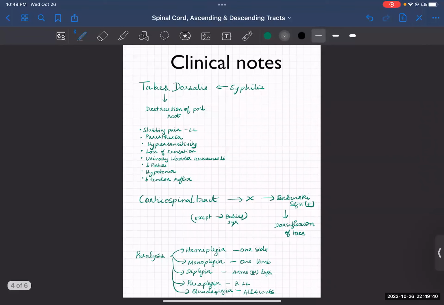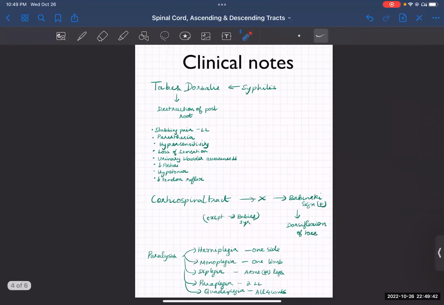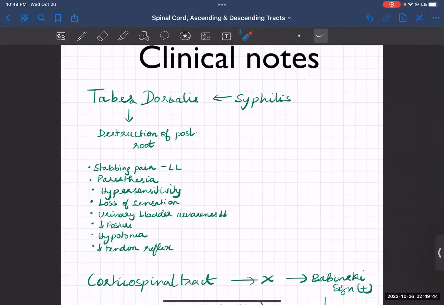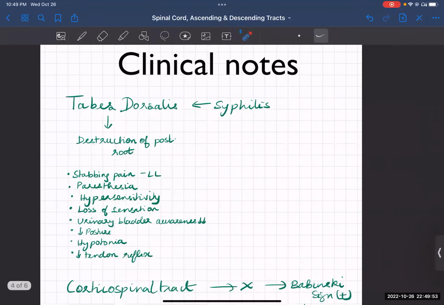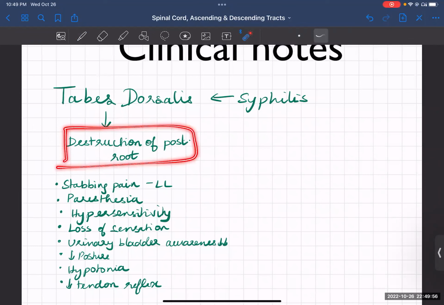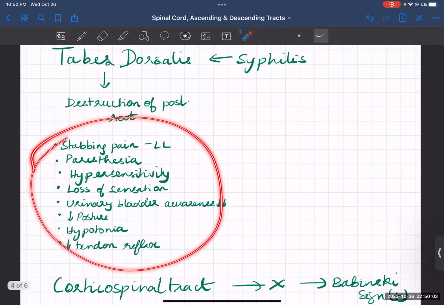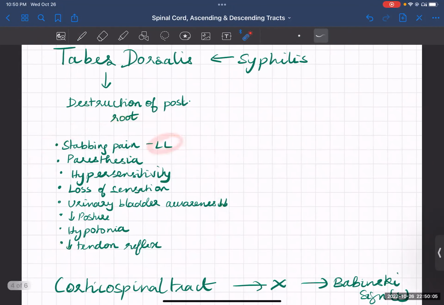Okay, now the final part of this video is the clinical notes. Starting from a clinical note called your tabes dorsalis. It is caused by syphilis infection. So when this syphilis is severe, what it's going to do is it is going to destroy your posterior root of your spinal cord. So once that posterior root is destroyed, you are going to have the following symptoms: stabbing pain in your lower limb, paresthesia, that means numbness in your lower limb, hypersensitivity, sometimes loss of sensation.